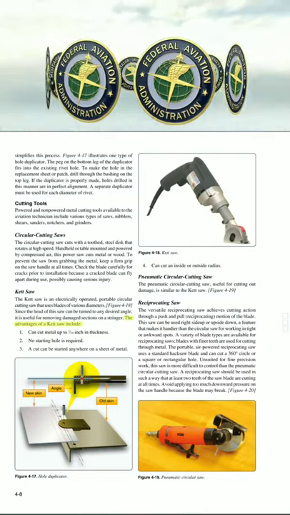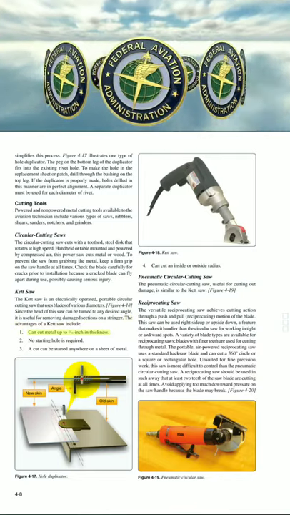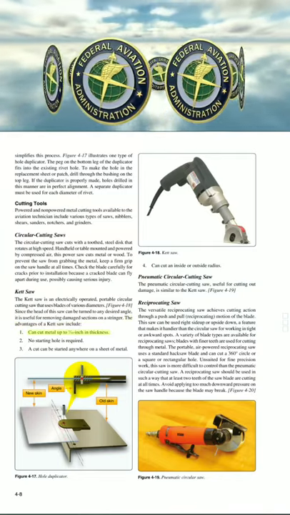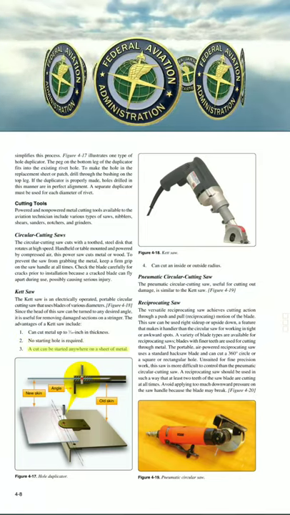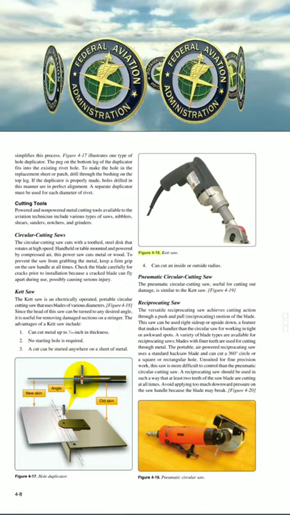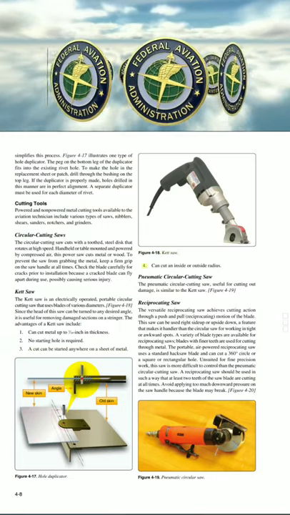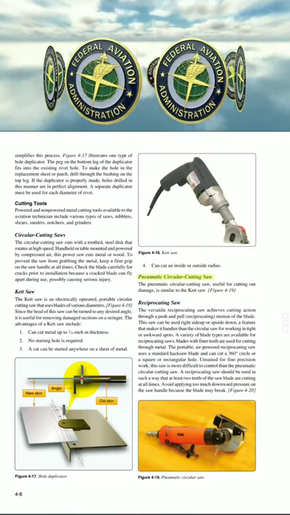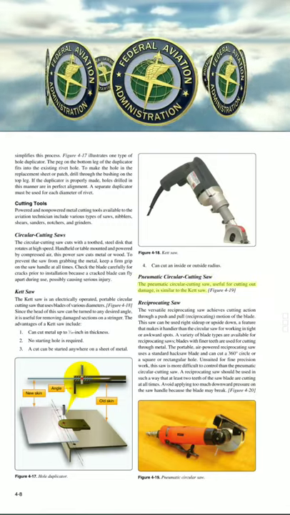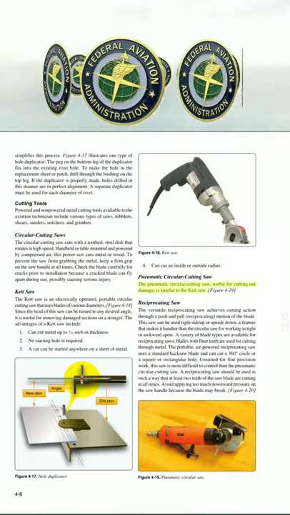The advantages of a head saw include: 1. Can cut metal up to 3/16 inch in thickness. 2. No starting hole is required. 3. A cut can be started anywhere on the sheet of metal. 4. Can cut an inside or outside radius. Figure 4-18. Head saw. Pneumatic circular cutting saw. The pneumatic circular cutting saw, useful for cutting out damage, is similar to the head saw.